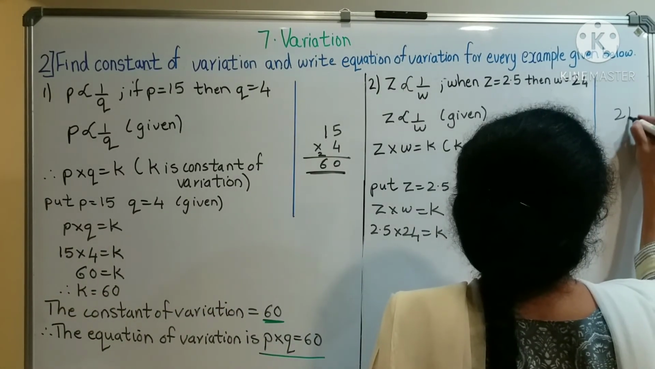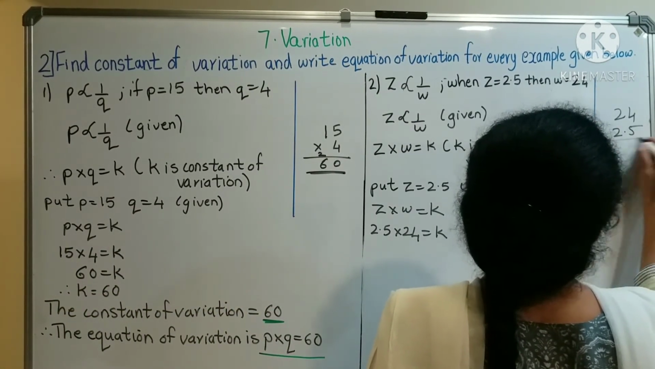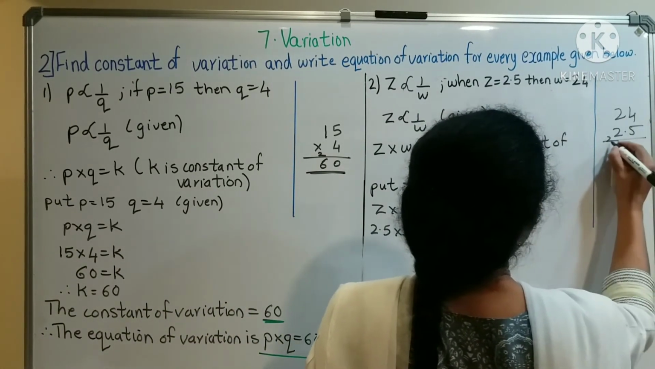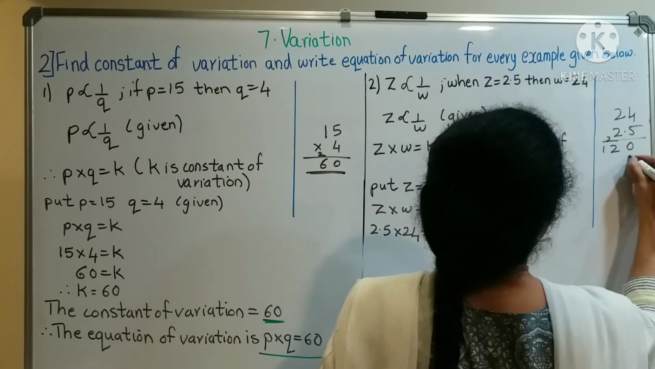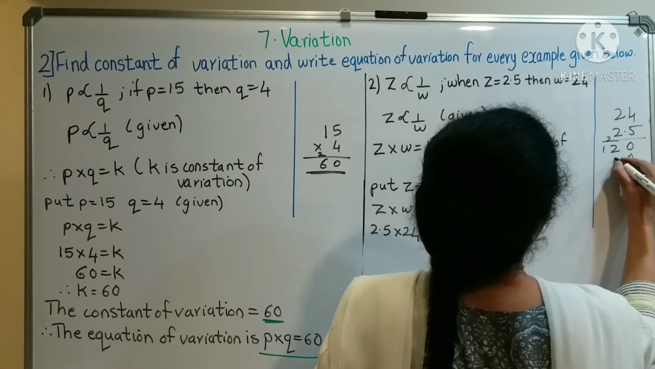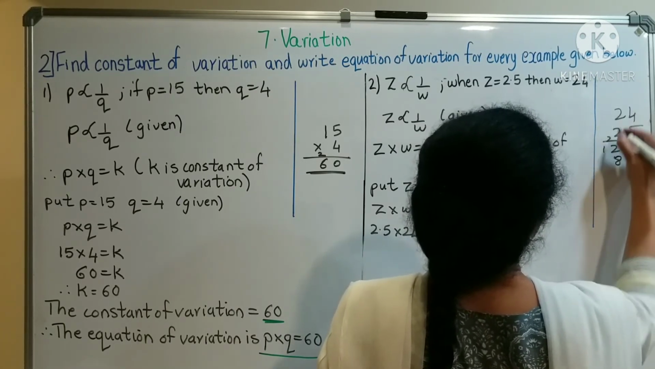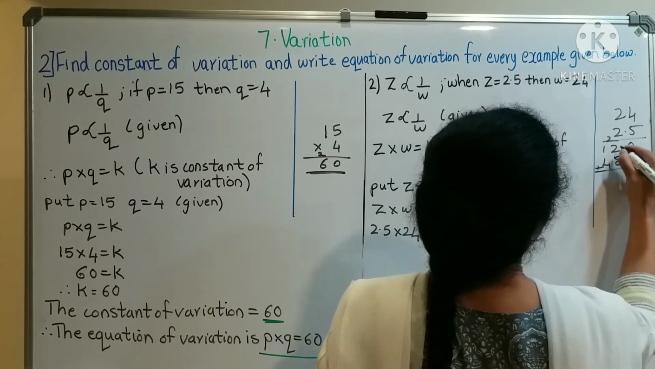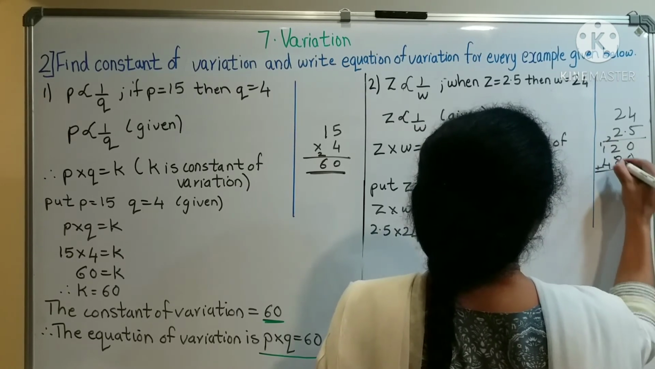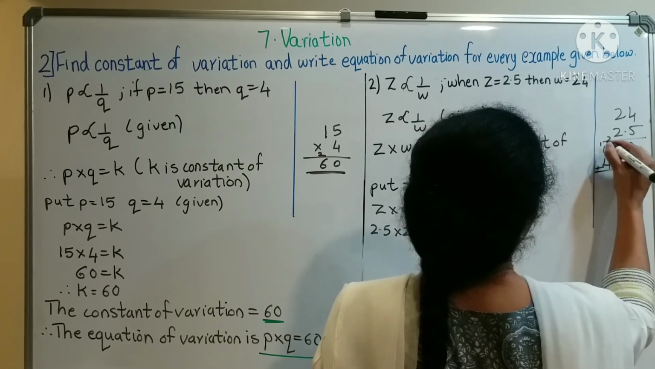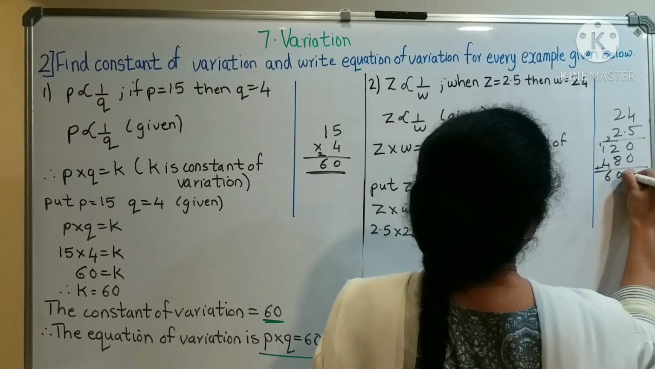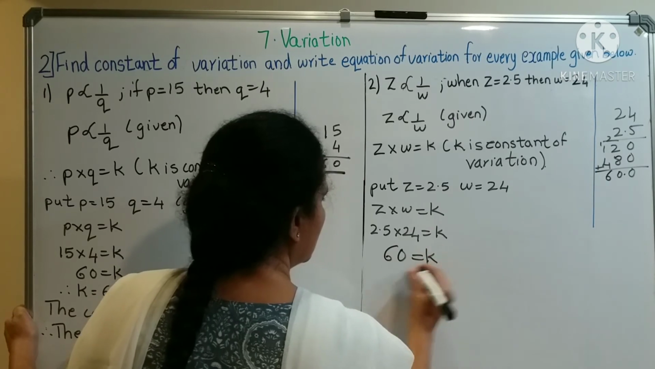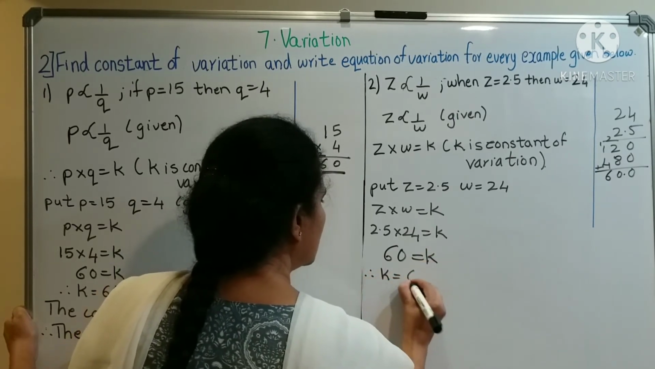We'll multiply these numbers. 5 4s are 20, 5 2s are 10 plus this 2, 12. 2 into 4, 8. 2 2s are 4. 0, 8 plus 2, 10. 4, 5, 6. Put the decimal point: 60. So 60 is equal to K. Therefore, K is equal to 60.